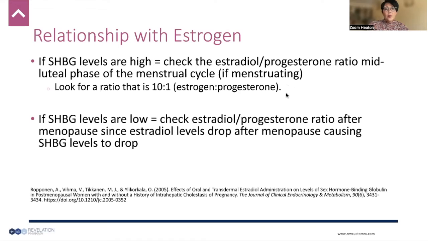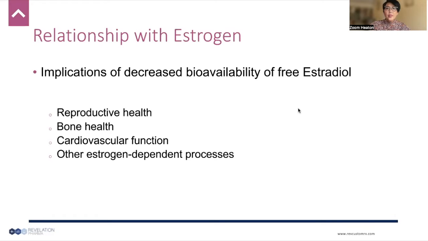And if SHBG levels are low, again, check the estradiol progesterone ratio after menopause, since estradiol levels drop after menopause, causing SHBG levels to drop. High levels of SHBG leading to decreased bioavailability of free estradiol may have implications for reproductive health, bone health, cardiovascular function, and other estrogen-dependent processes in the body. Changes in estradiol availability due to SHBG interactions may influence conditions such as osteoporosis, menstrual irregularities, and menopausal symptoms.